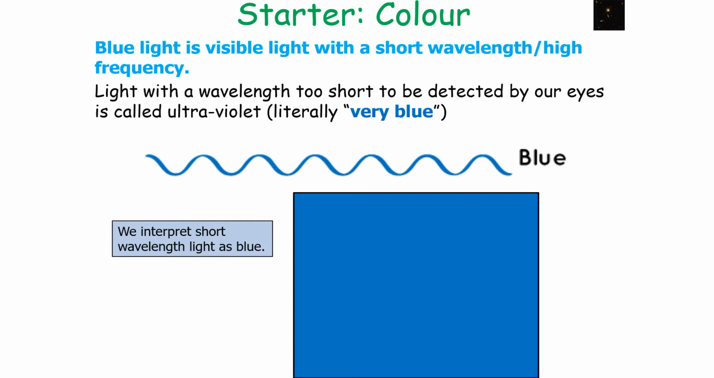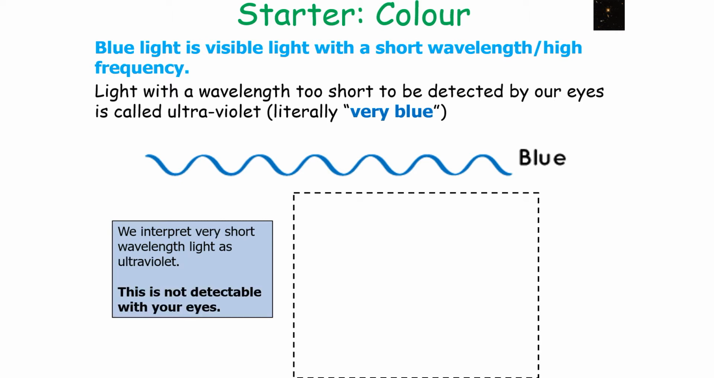Now blue light is visible light with a short wavelength or high frequency. So light with a wavelength too short to be detected by our eyes is called ultraviolet, or very blue. So we interpret short wavelength visible light as blue. Now we interpret very short wavelength light as ultraviolet. So this isn't detectable with our eyes.